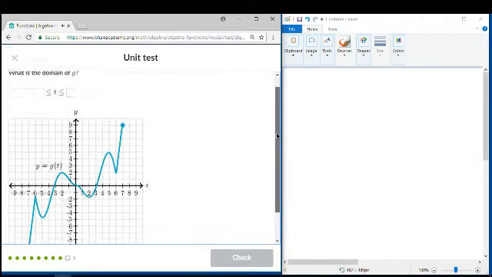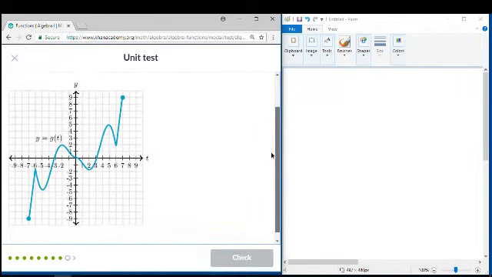What is the domain of G? The domain is the lowest x value to the highest x value. That's going to be from -7 to 7.